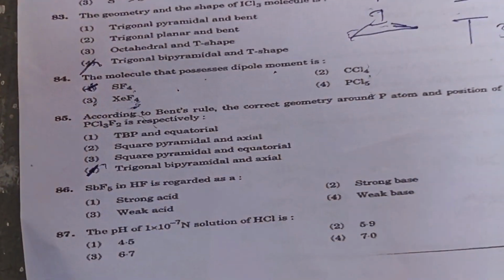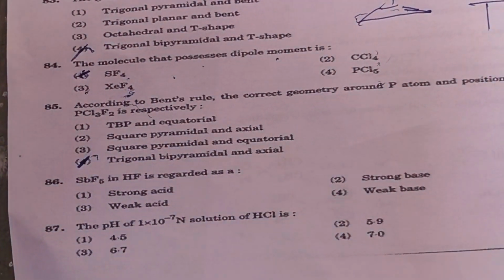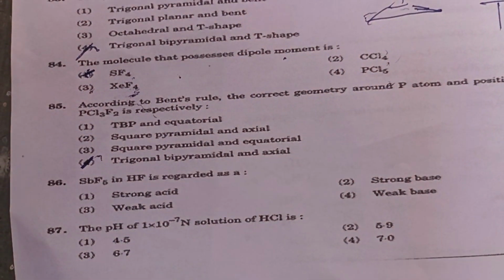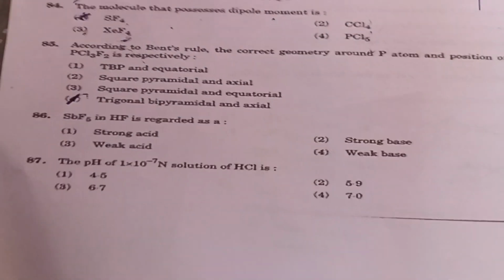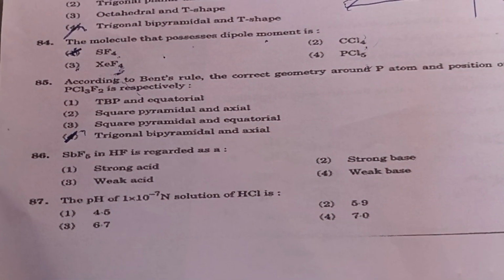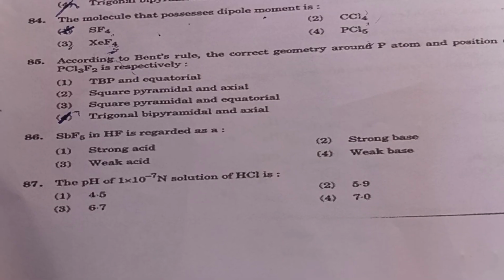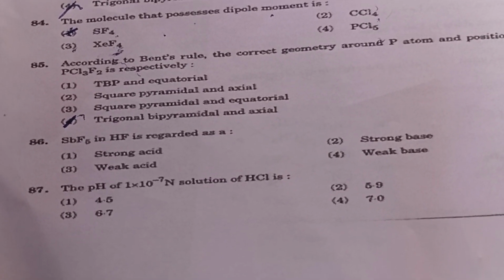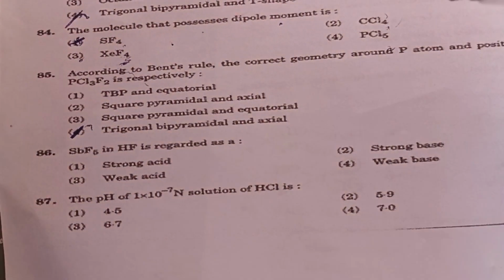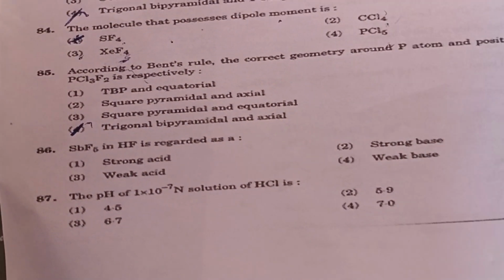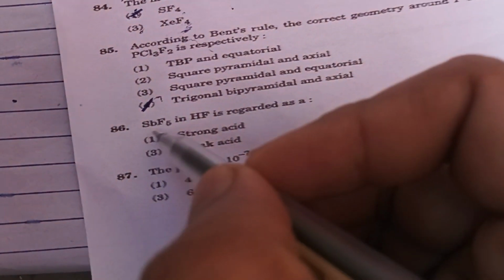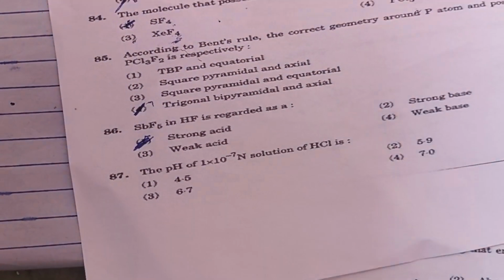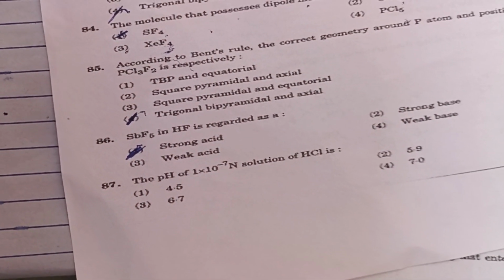Okay, here they are saying SbF5 in HF is regarded as a strong acid, weak acid, strong base, or weak base. We all know that fluoroantimonic acid is a super acid. So how can it be a weak acid or a weak base or a strong base? It is a super strong acid, so it is a strong acid.